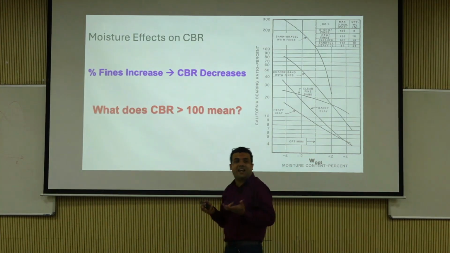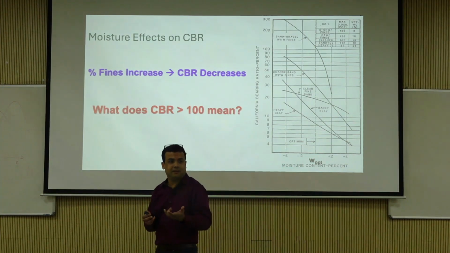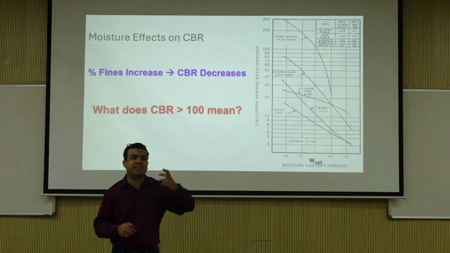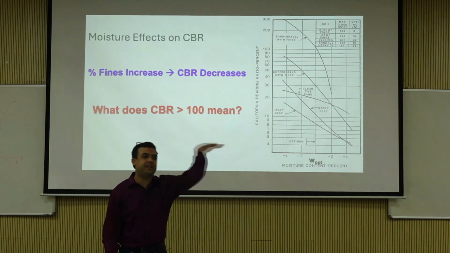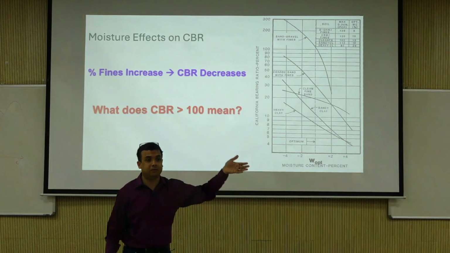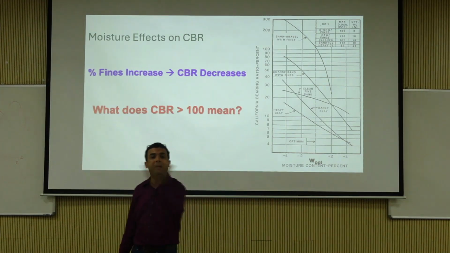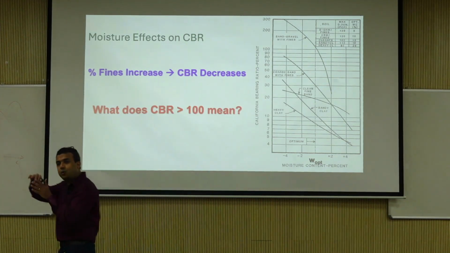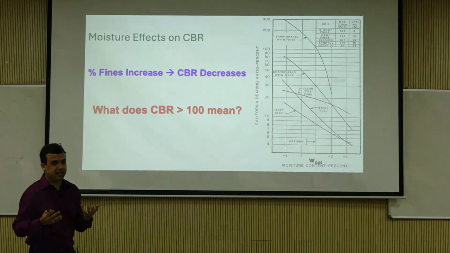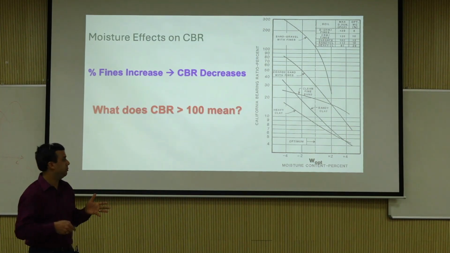What does CBR greater than 100 mean? It's an arbitrary reference material that you chose, which is probably not available anymore, right? So what does greater than that mean? How do you compare that with respect to your mechanistic performance? It's still questionable, right?